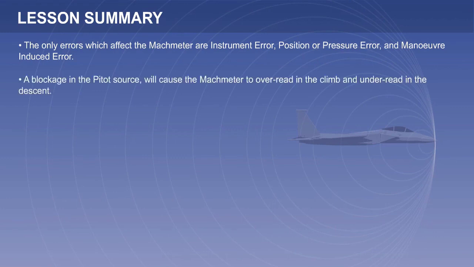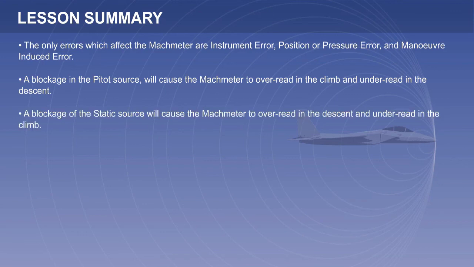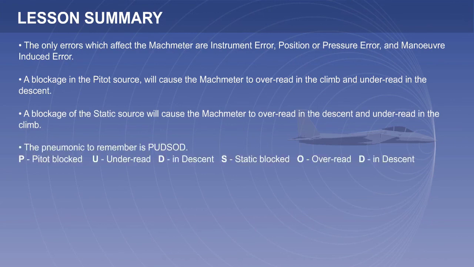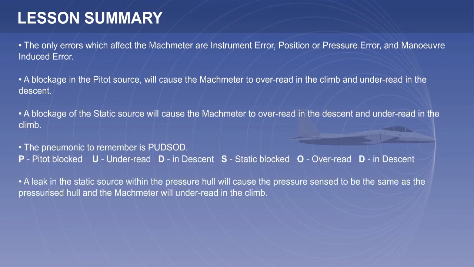A blockage in the pitot source will cause the Machmeter to overread in the climb and underread in the descent. A blockage in the static source will cause the Machmeter to overread in the descent and underread in the climb. The mnemonic to remember is PUDSOD. A leak in the static source within the pressure hull will cause the pressure sensed to be the same as the pressurized hull, and the Machmeter will underread in the climb. A leak in the pitot source will cause the Machmeter to underread.